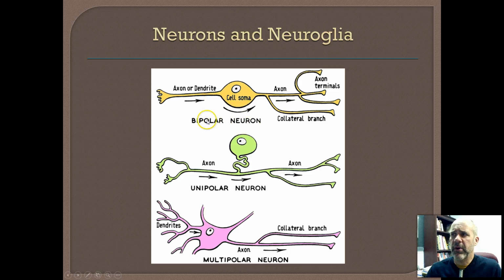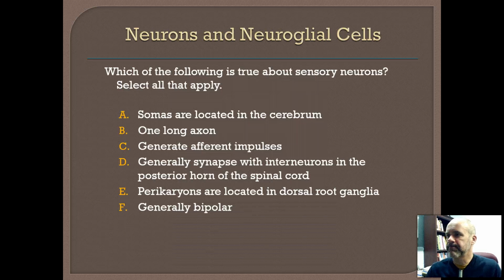And then bipolar neurons, these are the ones that are the least frequent. The cell body is sitting in the center. Soma is another name for body. And they've got one dendrite. Sometimes it's referred to as a second axon over here. And then there's a second one over here that may branch. So bipolar, two main extensions away from the cell body.